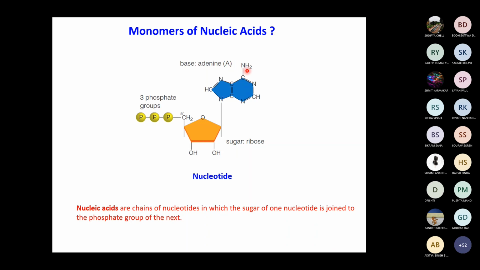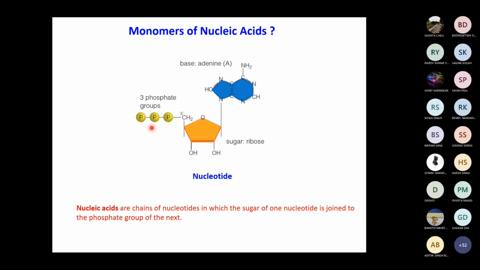It is attached to a nitrogenous base. Here we have a nitrogenous base known as adenine. There are many nitrogenous bases, and we'll be discussing them also. And then there is a phosphate group over here. There are three phosphate groups linked together here. These three together compose a nucleotide.